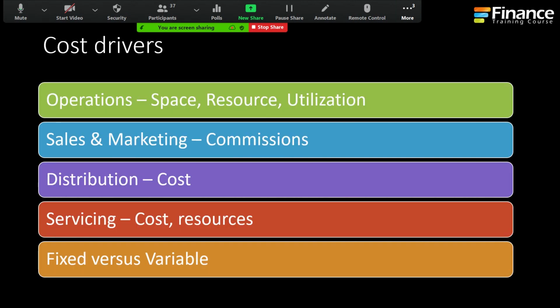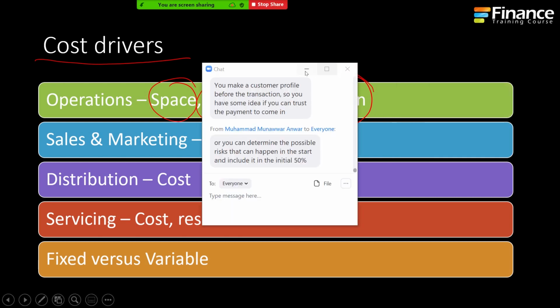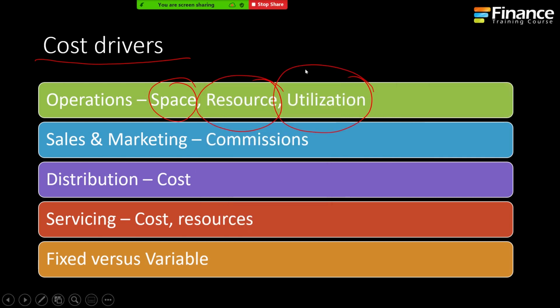If you think in terms of cost drivers, what are your primary cost drivers? So if you run a services team or a products team, you need an office space and you need resources, which are developers. And then there's this question of utilization. What does this utilization mean? Yeah, Munawar, you're right. You can actually make adjustments. And I think we'll talk about making those adjustments here also.